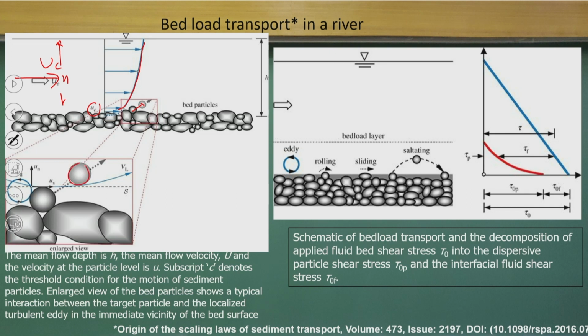Because of that velocity and the flow field, there will be a lift force and a drag force, which will detach this particle from the bed. Once it is detached, it can go through a rolling process, or sliding, or saltation with jumping. So the bed material can go as rolling, sliding or saltating, and there will be formations of turbulence eddies.